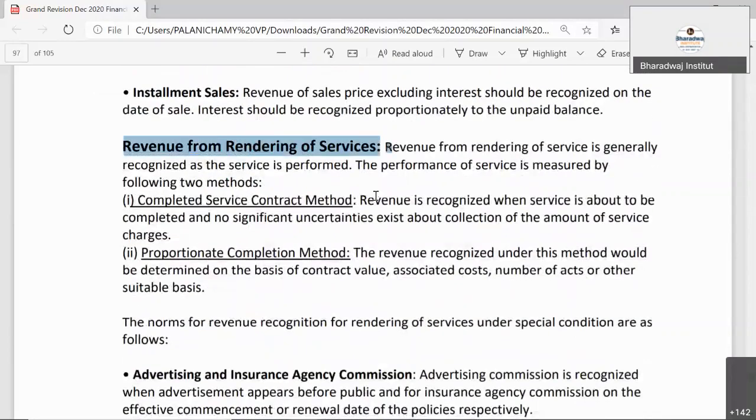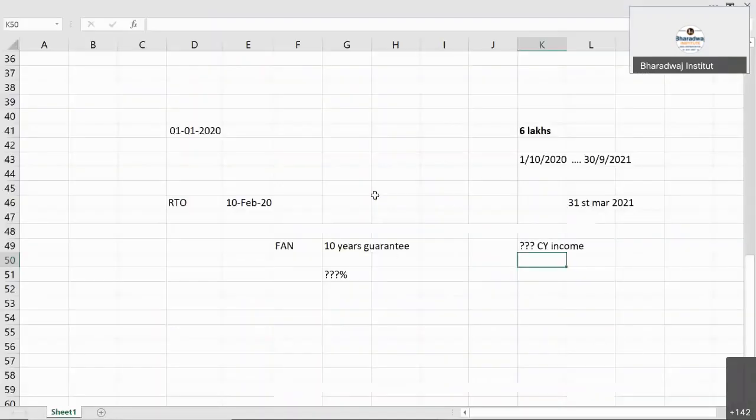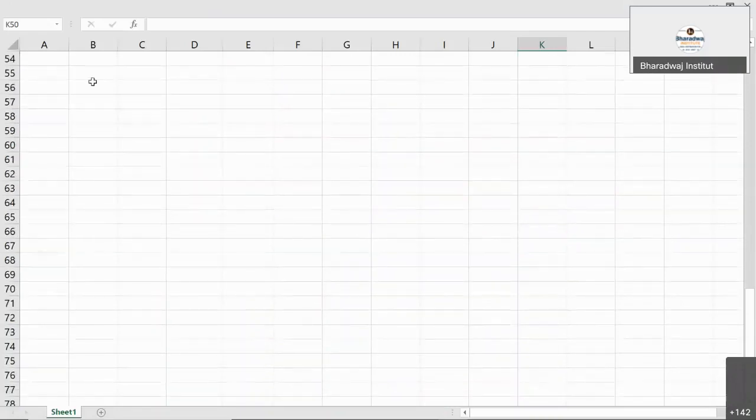Revenue from rendering services. See, there are 2 types of services. One is called event-based service. Another one is called time-based service. For example, you consult a doctor. The doctor says, I will do surgery for you. For that, you have to do certain tests and other things and come back. We'll do the surgery.